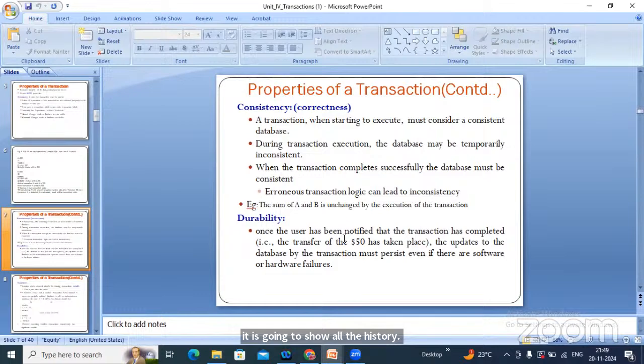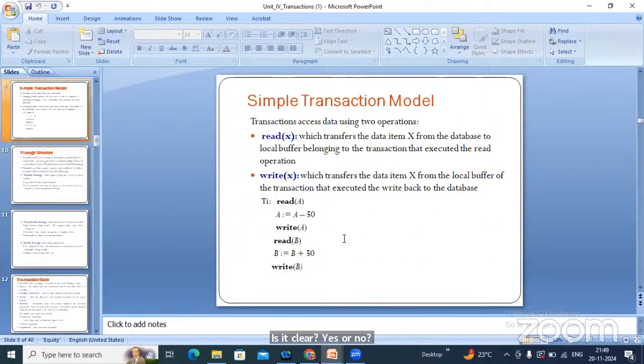Okay, so these are the ACID properties. Is it clear? Yes or no? Yes madam. Next, serializability.